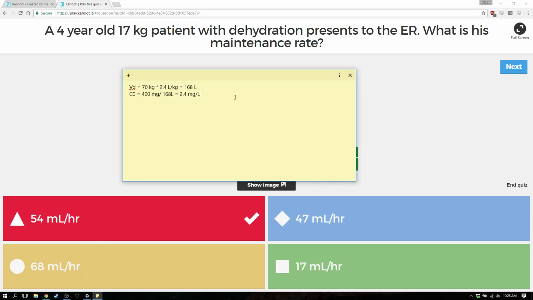So if we look at this, we have a 17 kilo patient, right? For the first 10 kilograms, what's his fluid rate going to be? Yeah, so 40 mLs per hour, based on the 4-2-1 rule. And then for the remaining 7 kilograms, it'll be 7 times 2, right? So it's going to be 14 mLs per hour, which equals 54 mLs per hour.